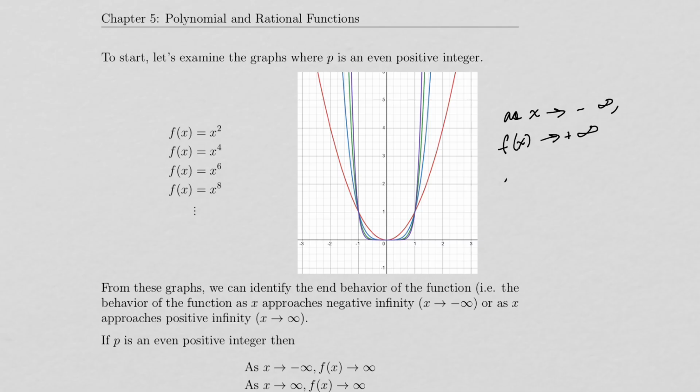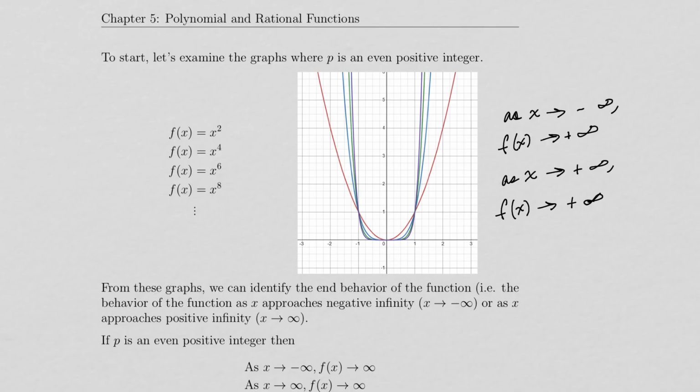And then what happens the other way? As x goes to positive infinity, so as the input gets larger and larger on the positive side, what happens? Again, the function goes to positive infinity. So f of x goes to positive infinity as well. That's what's called the end behavior of the function. When you have these even positive integer exponents, as x goes to negative infinity, the function goes to infinity, and as x goes to positive infinity, the function goes to infinity.